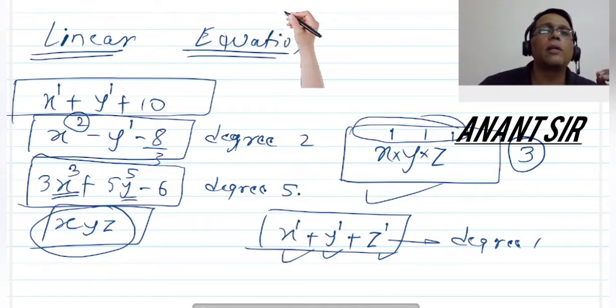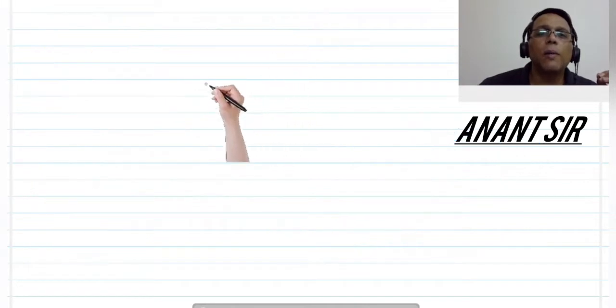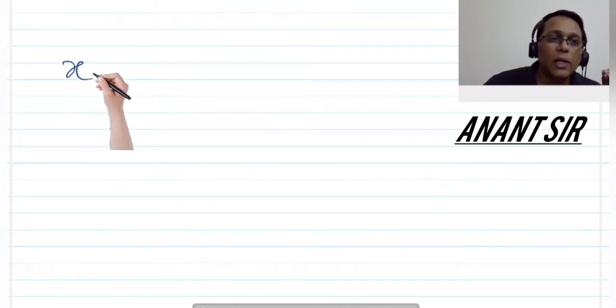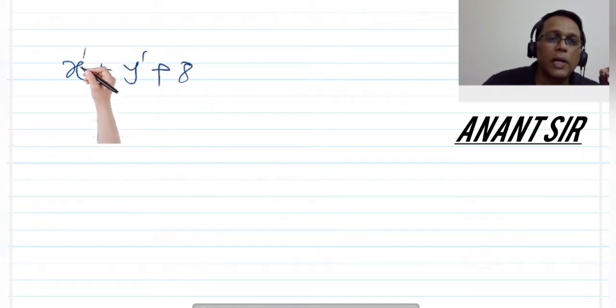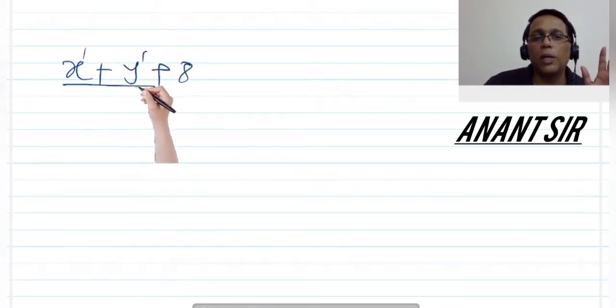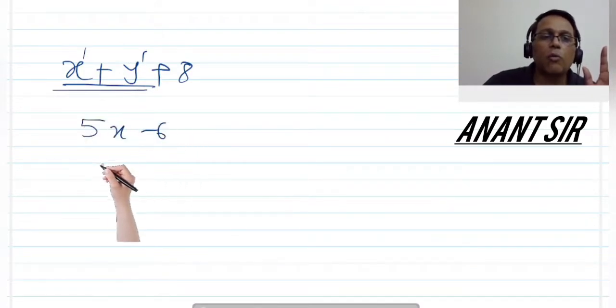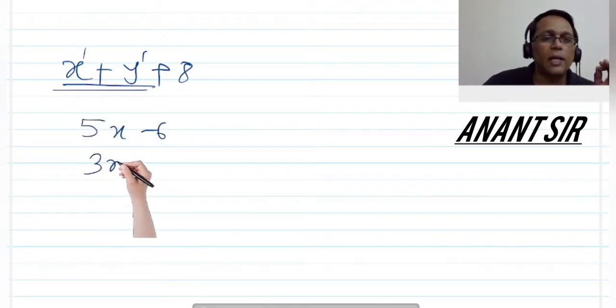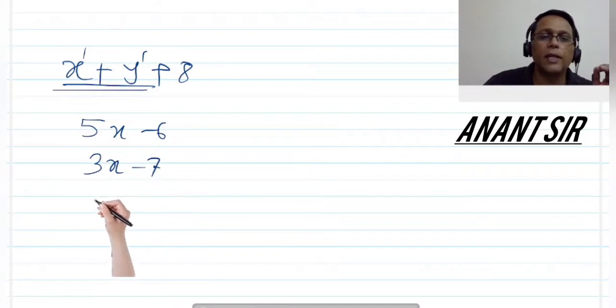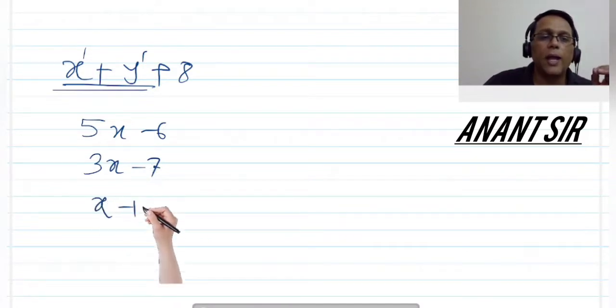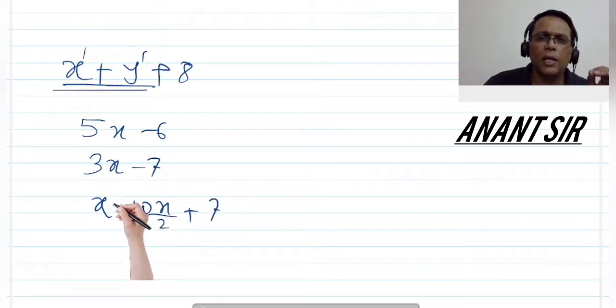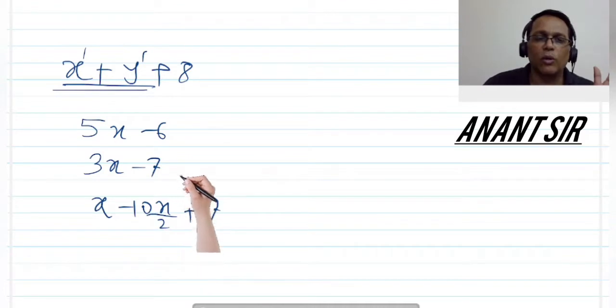So now first of all, what is meant by a linear polynomial? See, this is a linear polynomial, the degree is 1, but this is not in one variable. So if I write it like this now, 5x minus 6, it is a linear polynomial. 3x minus 7, it is a linear polynomial. x minus 10x by 2 plus 7, it is a linear polynomial, although it is not in simplified form, okay.